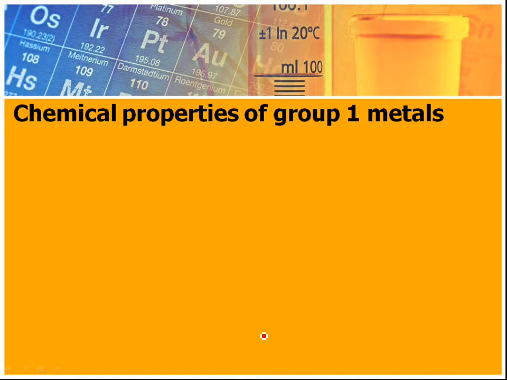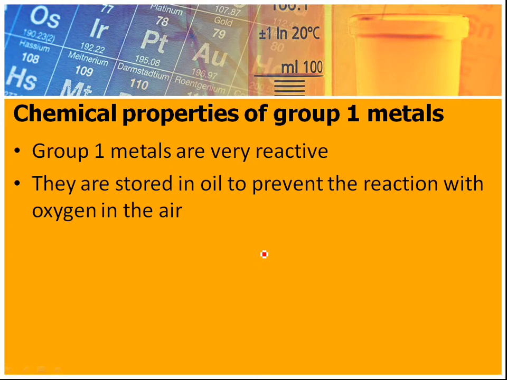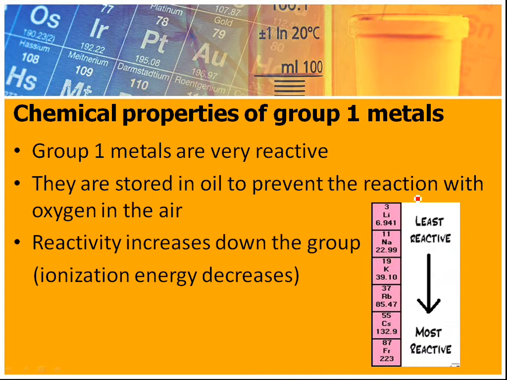Okay, chemical properties of the group 1 metals. Group 1 metals are very reactive. They are stored in oil to prevent the reaction with oxygen in the air. If you have a group 1 metal in air, it's so reactive it'll react with the oxygen in the air, so they keep them in oil. The reactivity increases down the group, and one of the reasons is because ionization energy decreases down the group. Okay, so the trend is we have least reactive at the top, most reactive at the bottom.